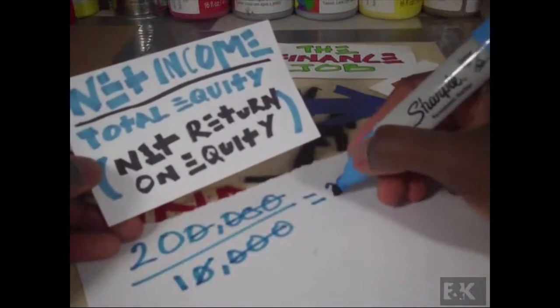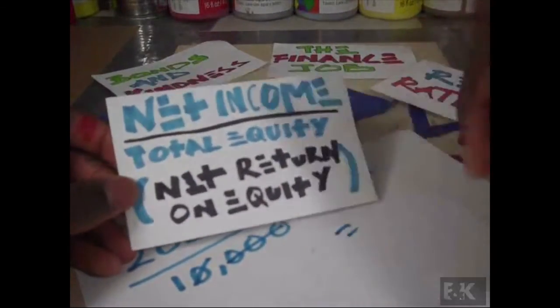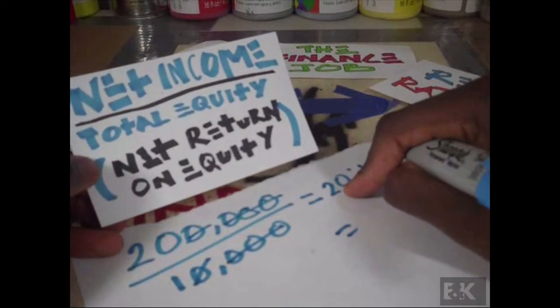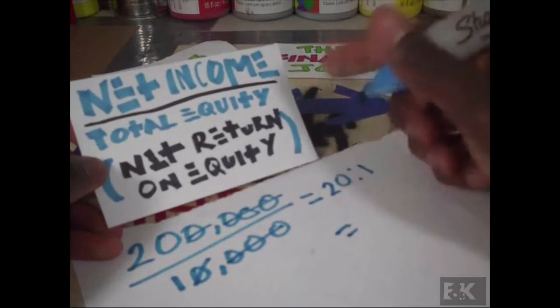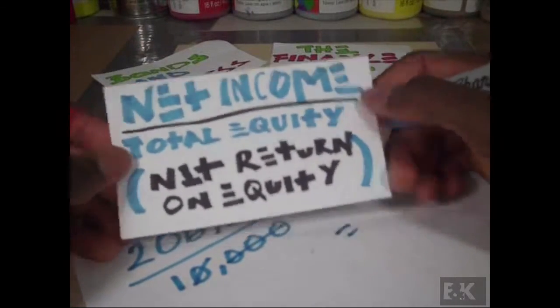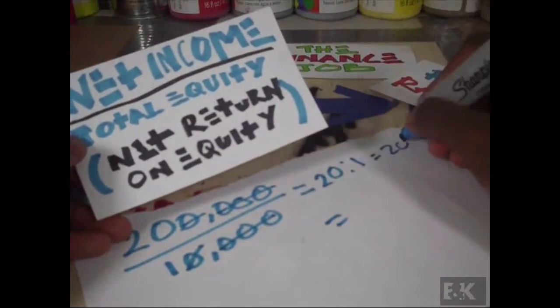this is going to be 20-1. All right? And that means for every dollar we own in this company, we got to put $20 in our pocket. That's awesome. That's a very good job. It's very simple.